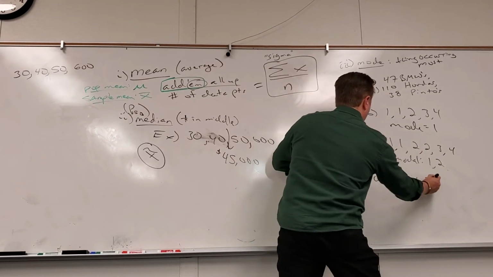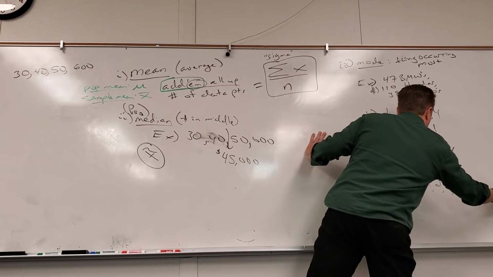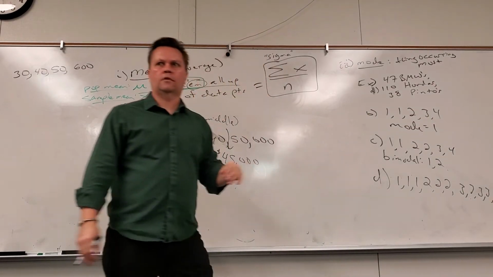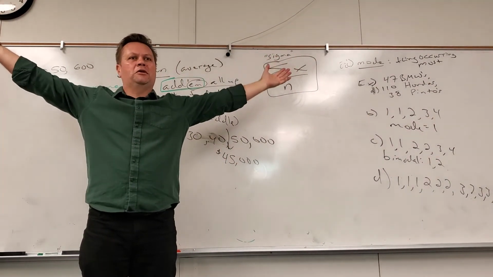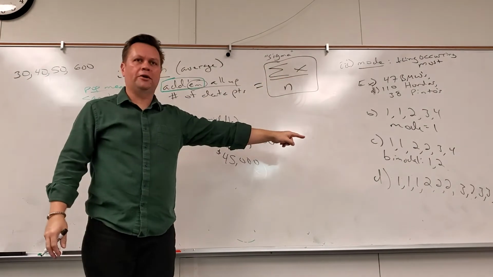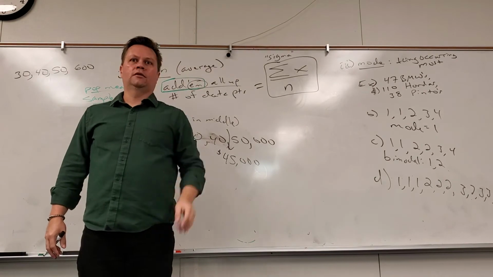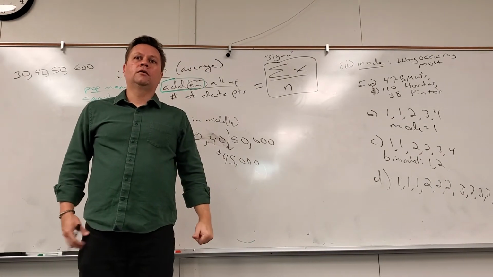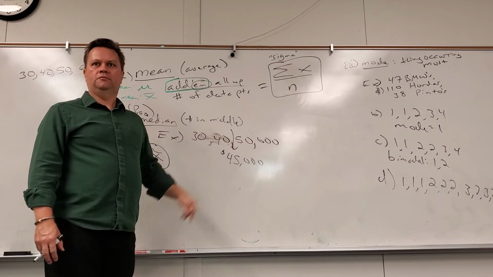1, 1, 1, 2, 2, 2, 3, 3, 3, 3, 4. 3. There's a winner, right? Don't just say all the repeats are the modes. There's a clear winner, 3. What about when there isn't one? Then you just don't have it. This one, is there a mode? No mode.